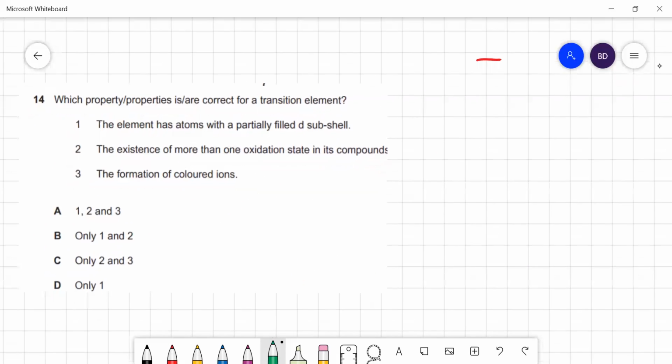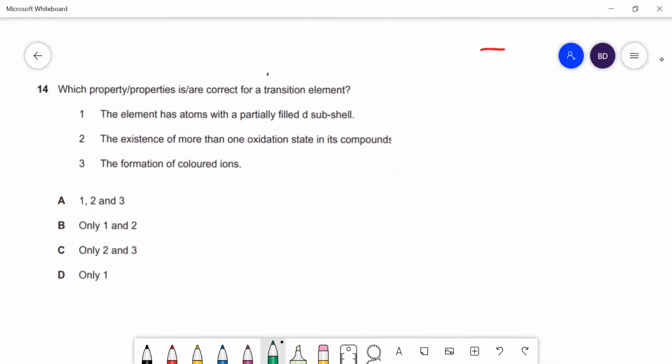Okay, 14. Which properties are correct for a transition element? Right, now the first one, the element has atoms with a partly filled d subshell. That is not true. The definition of a transition element is something that forms ions with a partly filled d shell, not atoms. So the best example to illustrate that would be scandium. The scandium element is 3d1 4s2.